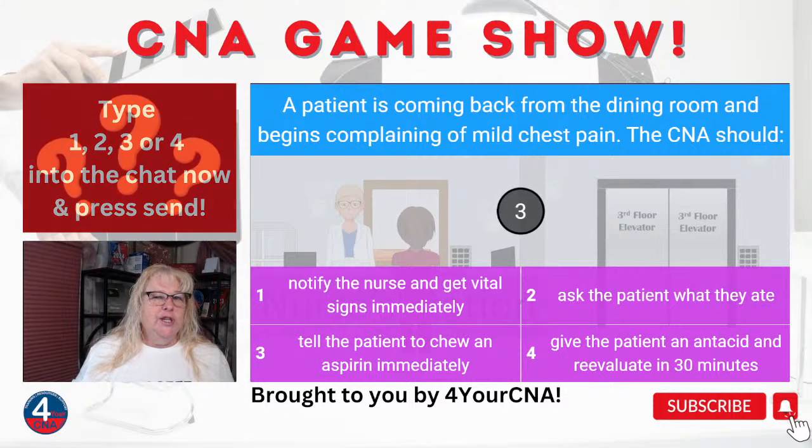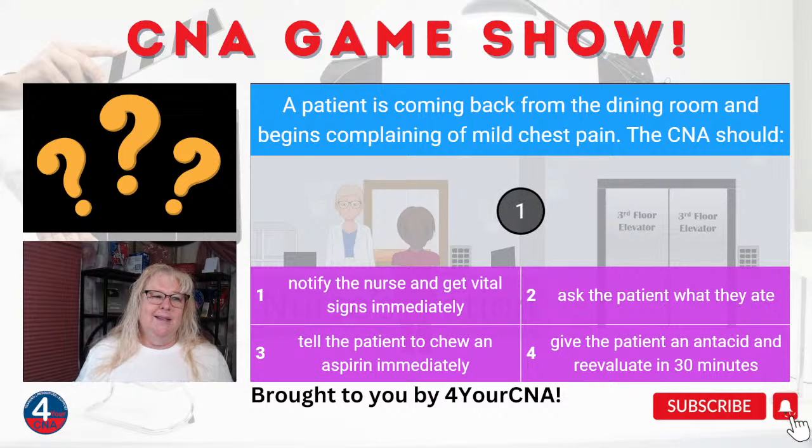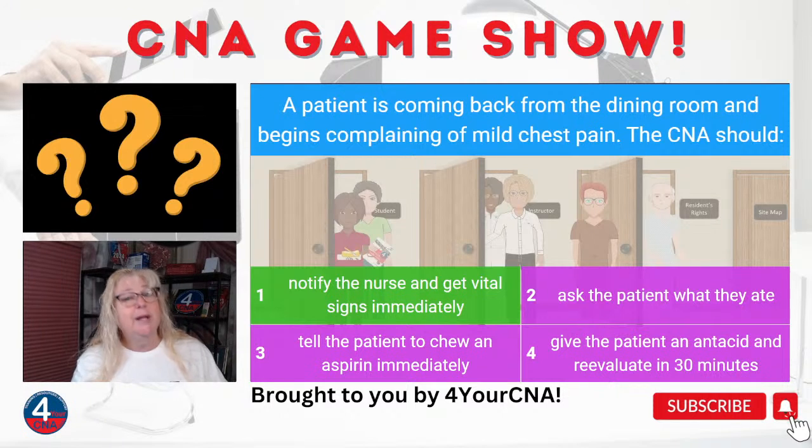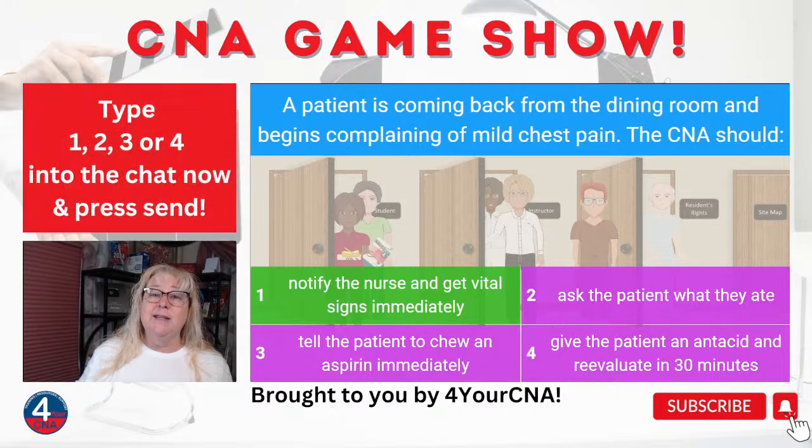Again, this is emergency management. So we're going to notify the nurse and get vital signs immediately. This patient may possibly be having a heart attack. They may also possibly be suffering from indigestion. We don't know, and we can't make that determination. We need to get the nurse and vital signs to help manage this situation.